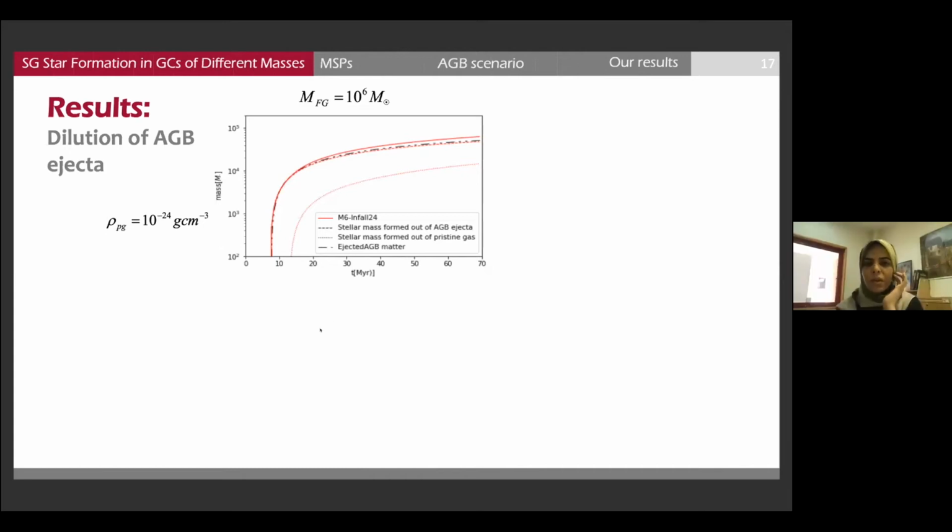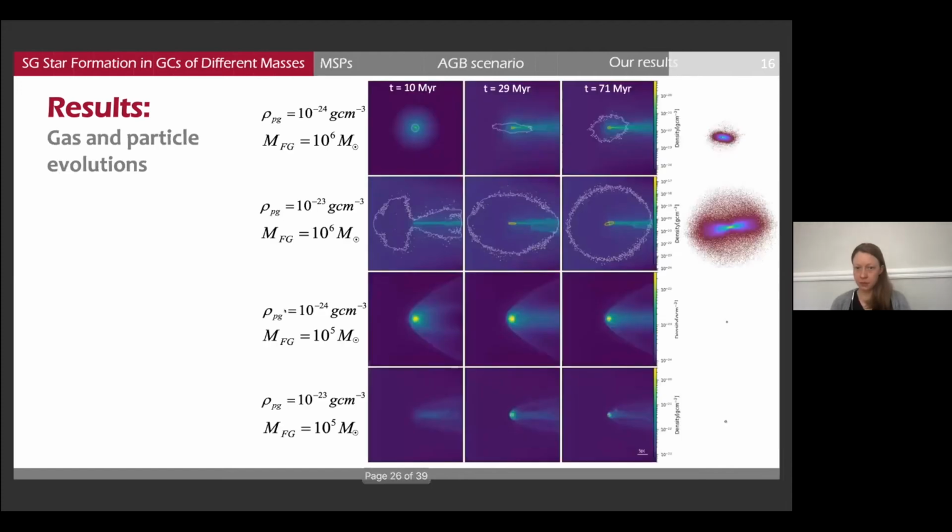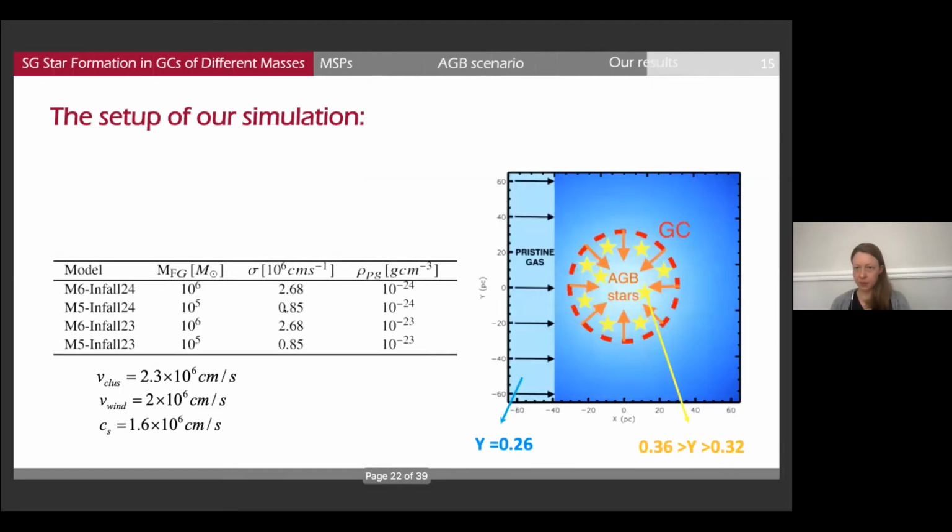Yes, of course. I think our result depends on the mass of first generation stars and of course the ISM density. If I understood your question correctly. Yes, I think so. Thank you. You're welcome.